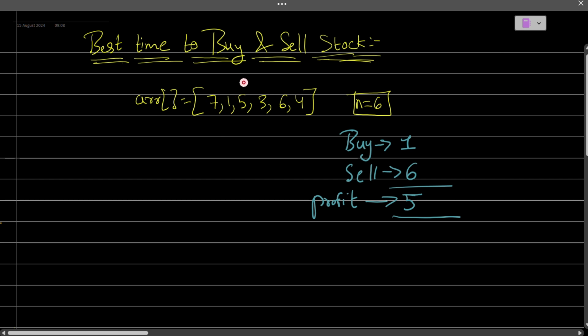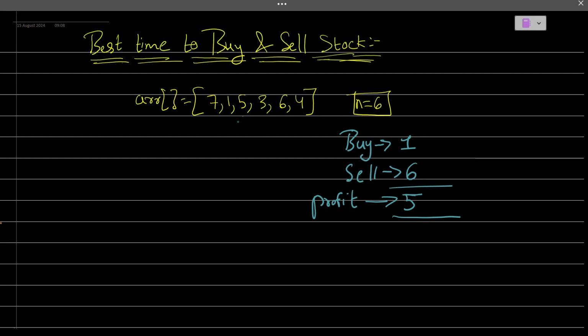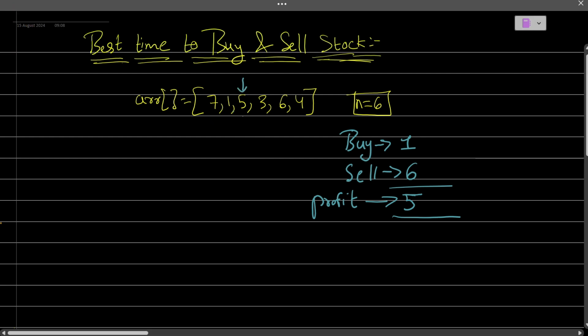Okay, can't consider this. For the fifth guy, I can consider the minimal as 1. Then my profit will be 5 minus 1, which is 4. 4 is my profit. Then I'll move here. Then I have 3. For 3 I can consider the minimal as 1, right? Then 3 minus 1 will be 2.